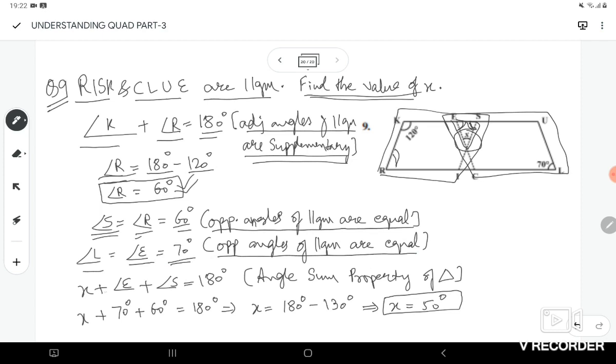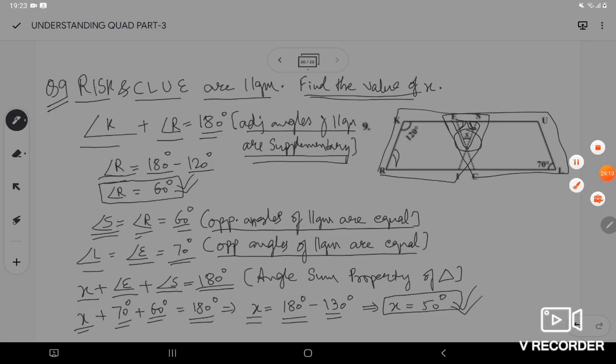Now using the angle sum property of a triangle, we get x plus angle E plus angle S equal to 180 degrees, and x plus 70 degrees plus 60 degrees comes out to be equal to 180 degrees, and x comes out to be equal to 180 degrees minus 130 degrees, and x comes out to be equal to nothing but 50 degrees.